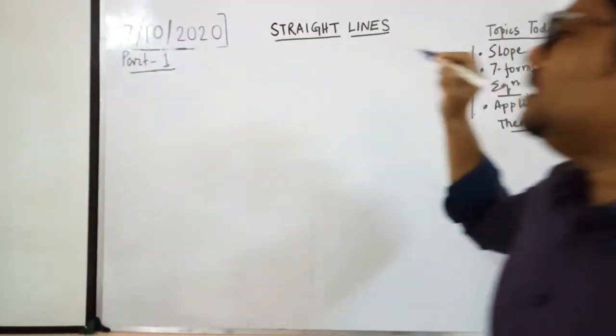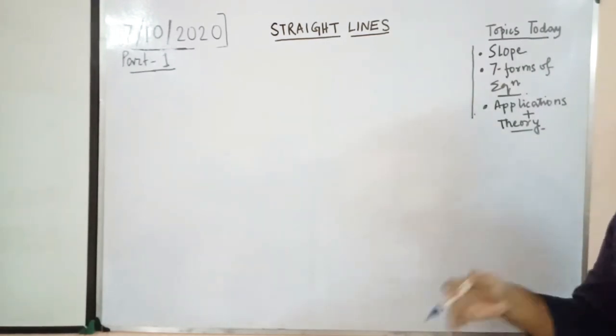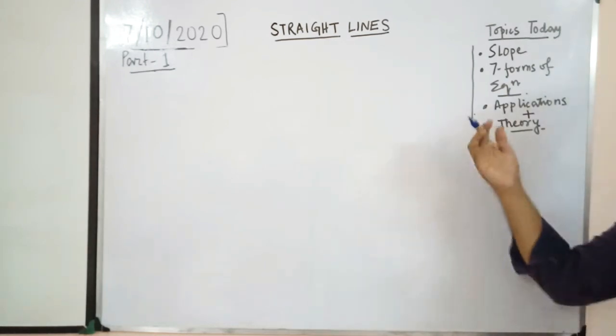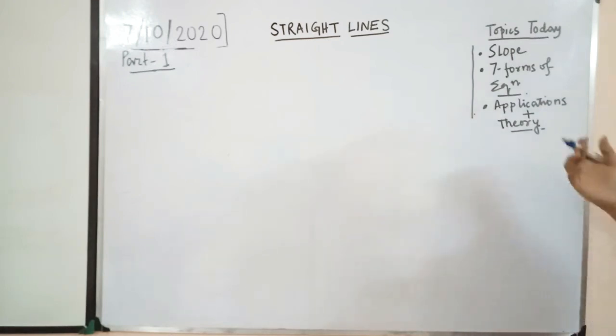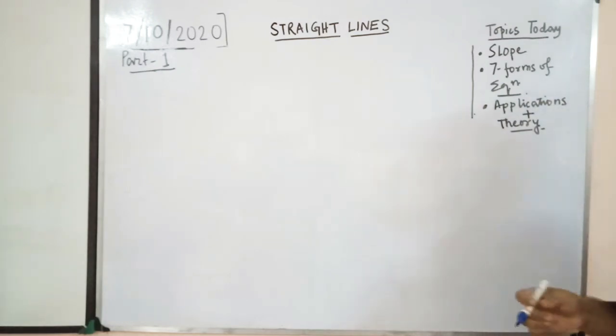Initially, you have learned something in coordinate geometry in class 10. Straight lines and conics are actually the improvisation or higher topics of those coordinate geometry chapters. So this time in class 11, we have straight lines, which is the first chapter of NCERT.